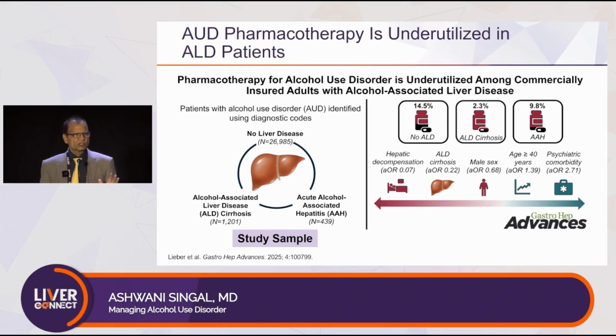However, in the real world, that's not what we see. AUD treatments are extremely underutilized. And this particular study, I think, comes from Texas, if I'm not wrong. I think it comes from Sarah Lieber's group in UT Southwestern, and I think Mac is sitting here. It is from his center, where only 2% of alcohol-associated cirrhosis patients underwent AUD pharmacotherapy, as you see in this cohort of about 27,000 individuals. And in alcohol-associated hepatitis, about 10% of patients got treated.